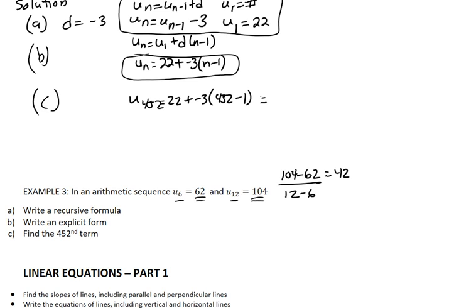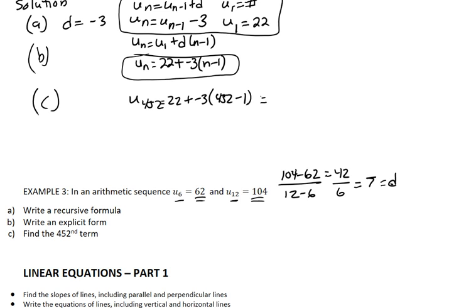So d, that's d. Because if we go up 6 times, we go up 42. So we subtracted the 104 minus 62, and then we divided by how many steps there are in between them. Because all the steps have to be the same amount. So each step has to be 7. And when I took 6 of them, that would get me 42. So then my recursive formula would just be u sub n equals u sub n minus 1 plus 7.